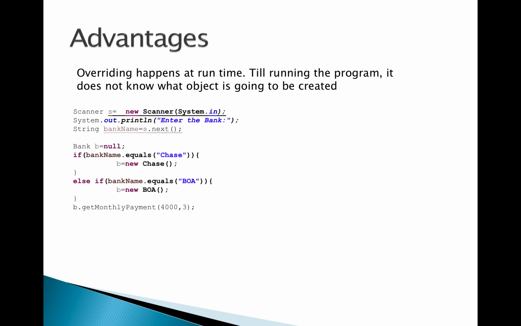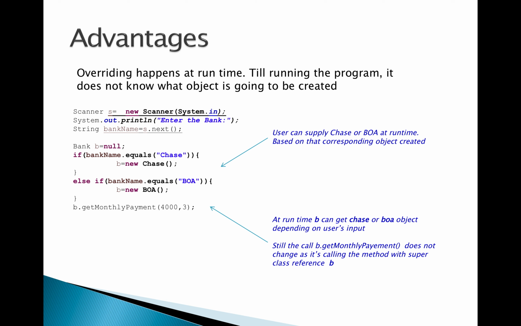I just need to make sure that I call the b.getMonthlyPayment method, and b will be pointing to any of its subclass objects. It can be a bank object, a Chase object, a city object, or any objects that you newly introduce can be easily called with this. So the user can supply Chase or BOA at runtime. Based on that, the corresponding object is created, and at runtime b can get a Chase object or a BOA object. Still, the call b.getMonthlyPayment does not change, as it is going to call the method with the superclass reference. So that is the advantage of using the superclass reference here.